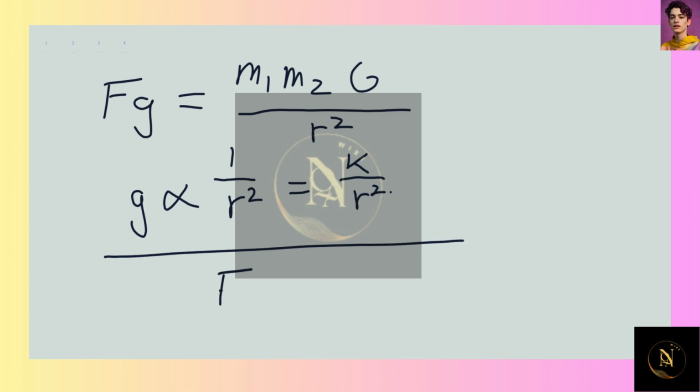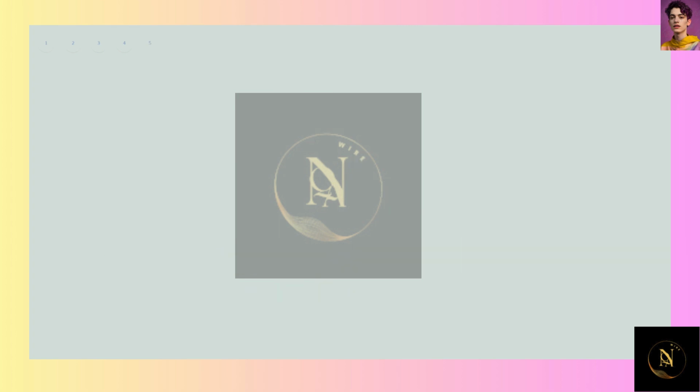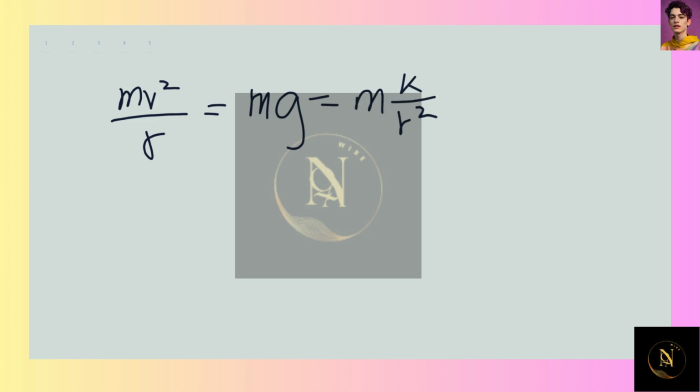So for every satellite problem that we're given, we know that our centripetal force is equal to our gravitational force, since the attraction of gravity is what is causing our object to move in a circular orbit. So that means that m v squared over r is equal to mg, which in this case we are saying is equal to m k over r squared.